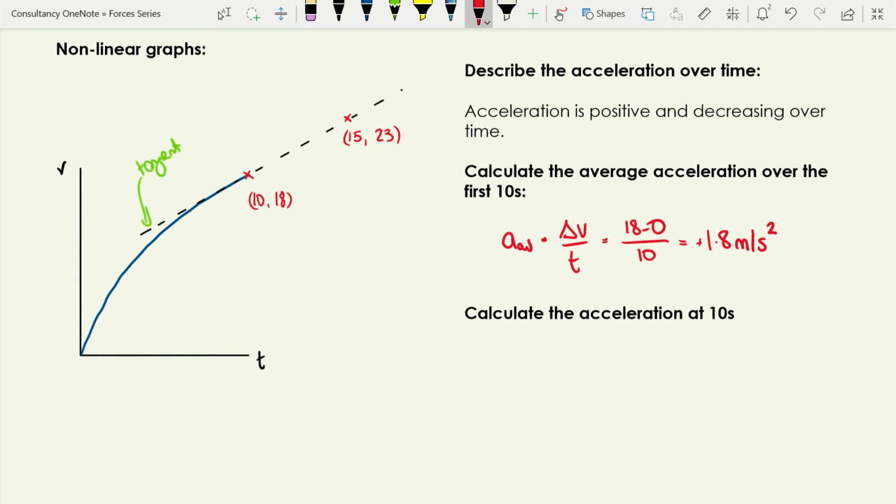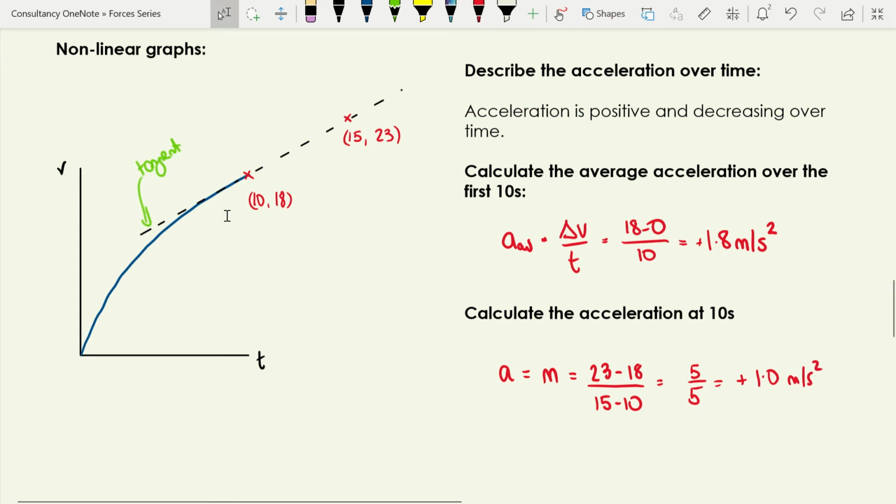And if we want to calculate the acceleration at 10, we need to find the gradient of our tangent, so m there. That's going to be the change in velocity, which is 23 minus 18, and we need to divide that by the change in time, which is 15 minus 10. So what's that? That's 5 over 5. Well, that worked out nicely. So that's plus 1 meter per second squared there.